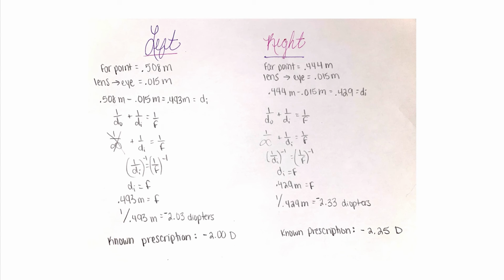My known prescription is negative 2.00 diopters for the left eye and negative 2.25 for the right eye, which is actually pretty close to my calculated values. The most likely reasons these values weren't exactly correct would have been due to not quite stopping at the right point where things become blurry. It can be hard to get that point exactly right. And also not using the correct value for the distance between my glasses and my eye.